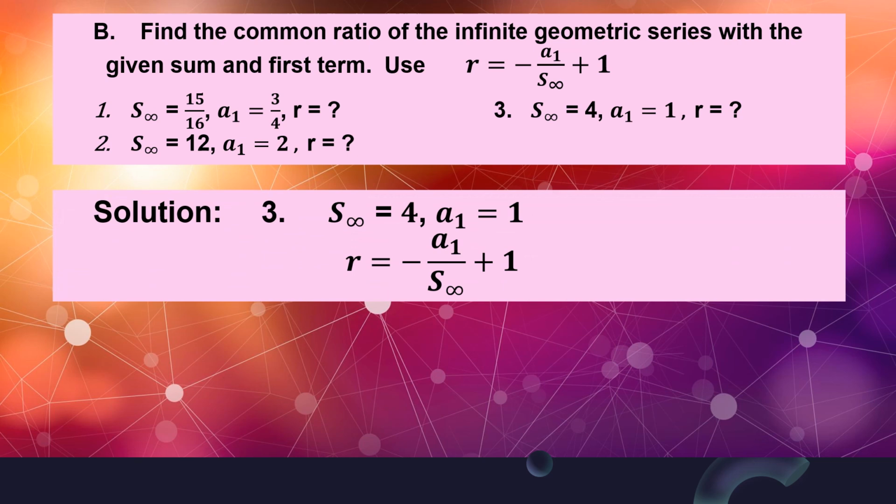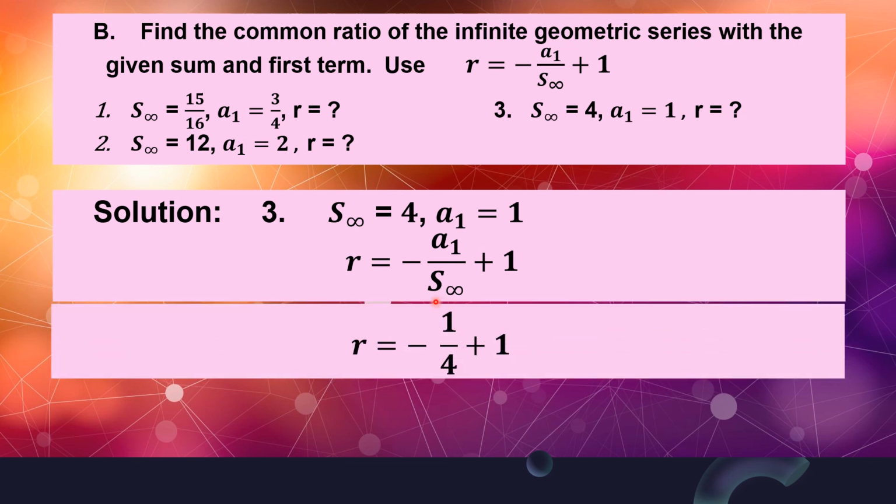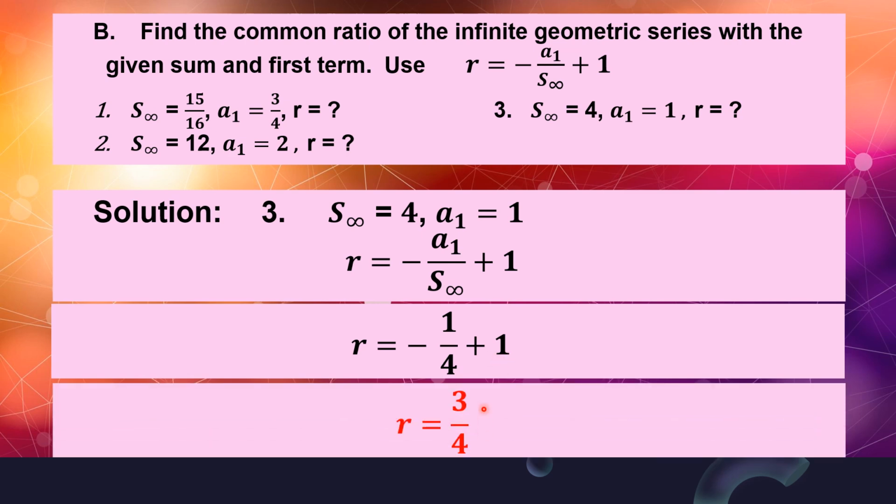And for the last, number 3, just substitute the given to the formula. Our A sub 1 is 1. S sub infinity is 4. So we have negative 1/4 plus 1. Simplifying this, negative 1/4 plus 1 is equal to 3/4. So the common ratio of these two given here is 3/4.